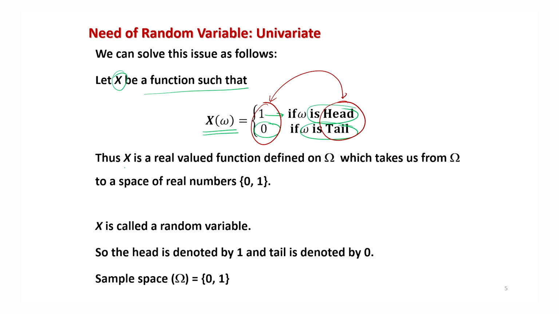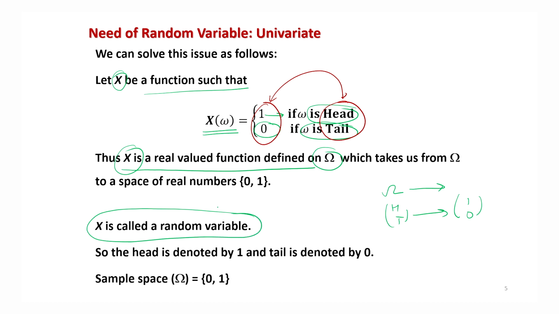So you can see that X is a real valued function which is defined on the sample space capital omega. That capital omega has head and tail, and now it is bringing us to some other space where these are indicated by two numbers, 1 for head and 0 for tail. This type of transformation is needed, and it is done by this function X. Right. So this X is called a random variable.